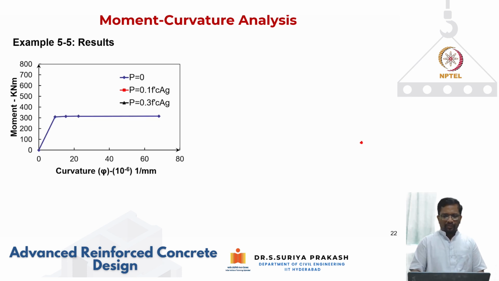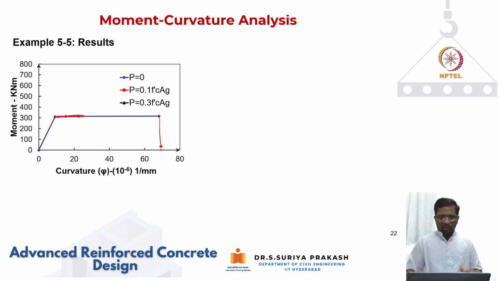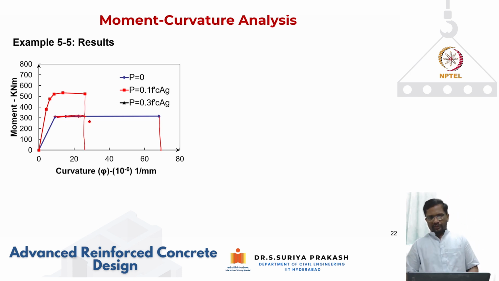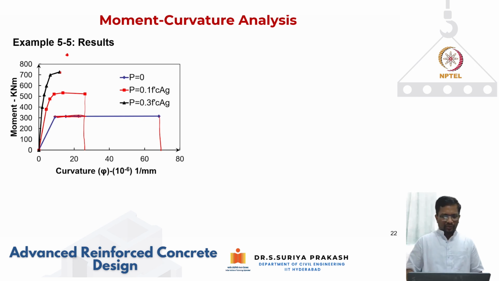When P is equal to 0, we have got this. So you got about 310 or so, and it failed at a curvature of about 70. The moment I put 780 kilonewton, the moment capacity increased to 520 or so, but the curvature at failure reduced to 26. Now when P is equal to 0.3 f prime c Ag, which is quite a bit of compression, 2880 kilonewton, you see that the moment capacity has now increased from 520 to 720 or so. So a good amount of increase that you got, right?